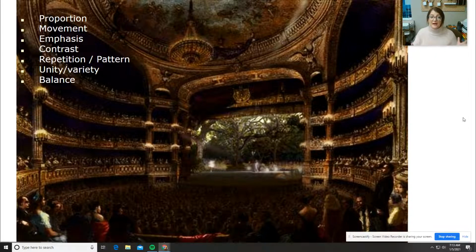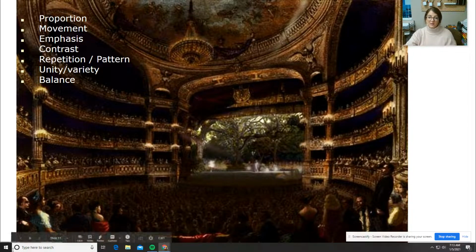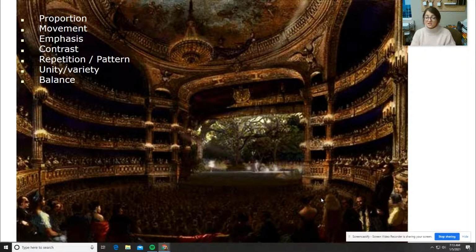You have a lot of movement in this as well. Your eye goes right to the middle, and then it goes to the sides as well, right? It has this really good curve that offers really good movement. Contrast: it has contrasting colors. It uses a lot of really dark colors and a lot of really light colors so that you can really see what's going on in this painting.